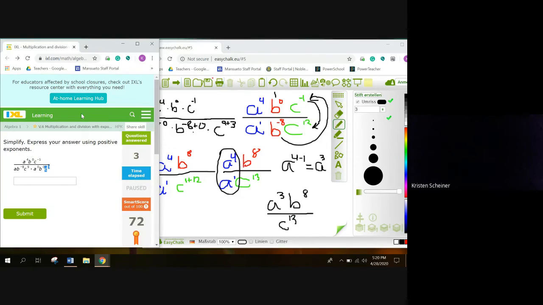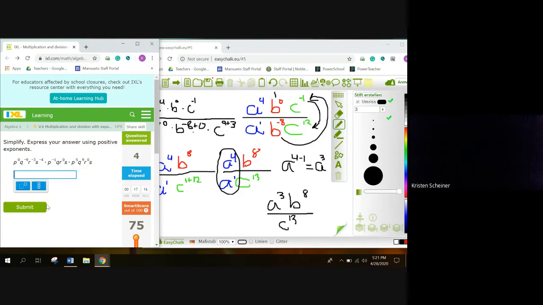We're going to type it in and see if we did this all correctly. A cubed, B to the 8th, all over C to the 13th.